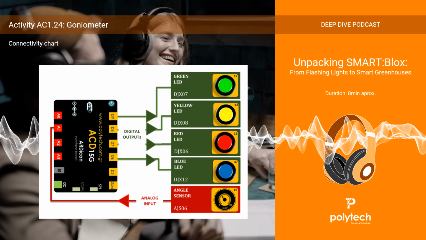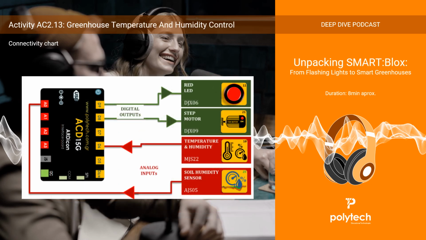Okay. Next, AC 2.13, greenhouse temperature and humidity control. Sounds practical. Very. It uses a temperature and humidity sensor, MJS22, and a soil moisture sensor, AJSO5. The outputs are a fan represented by a step motor, DJX09, and a watering machine, which is just a red LED, DJX06. So it's reading multiple sensors and controlling multiple outputs.